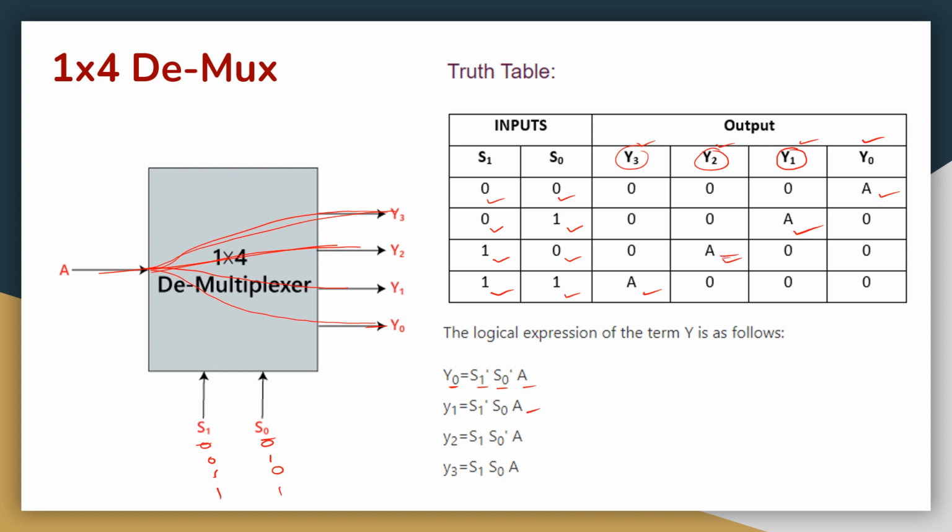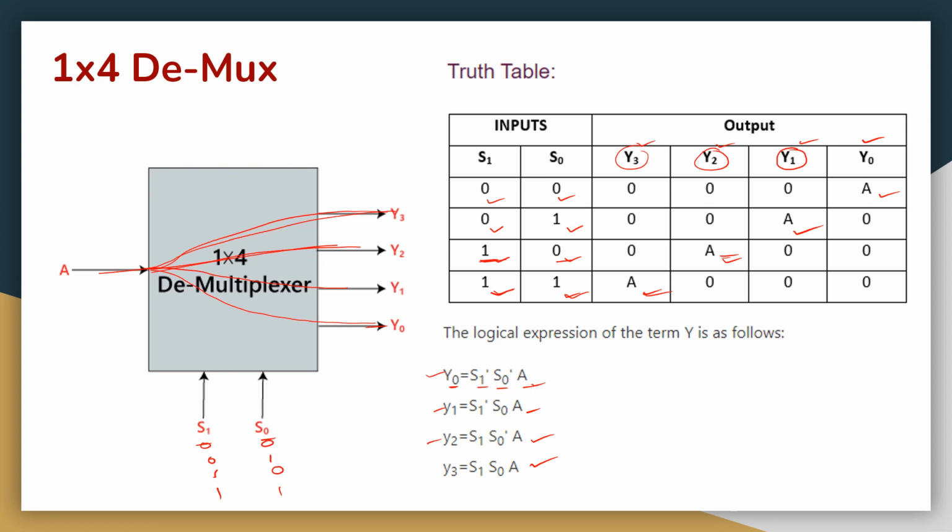Next, y2 is s1 s0 bar a. Therefore it is. Then y3 is s1 s0 a. So now these are the expressions for demultiplexer outputs y0, y1, y2, y3. Then we will go for the design of these demultiplexers based on these equations.